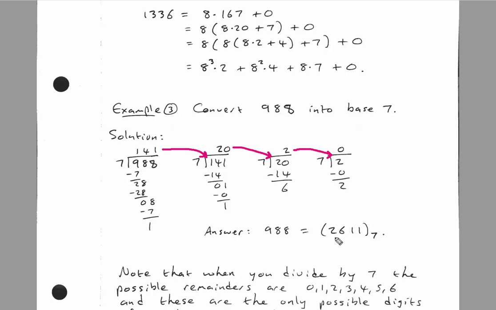Notice I'm not reading this as 2611 because it's not 2000 or 600. Instead of thousands, it's 7 cubes. Instead of 600s, this is really 649s.